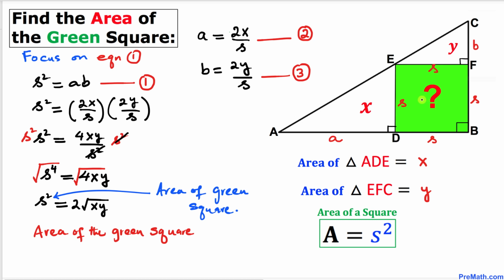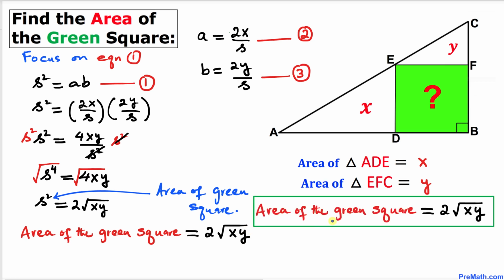So thus the area of this green square turns out to be simply 2 times the square root of xy, where x is the area of this triangle ADE and y is the area of this other triangle EFC.